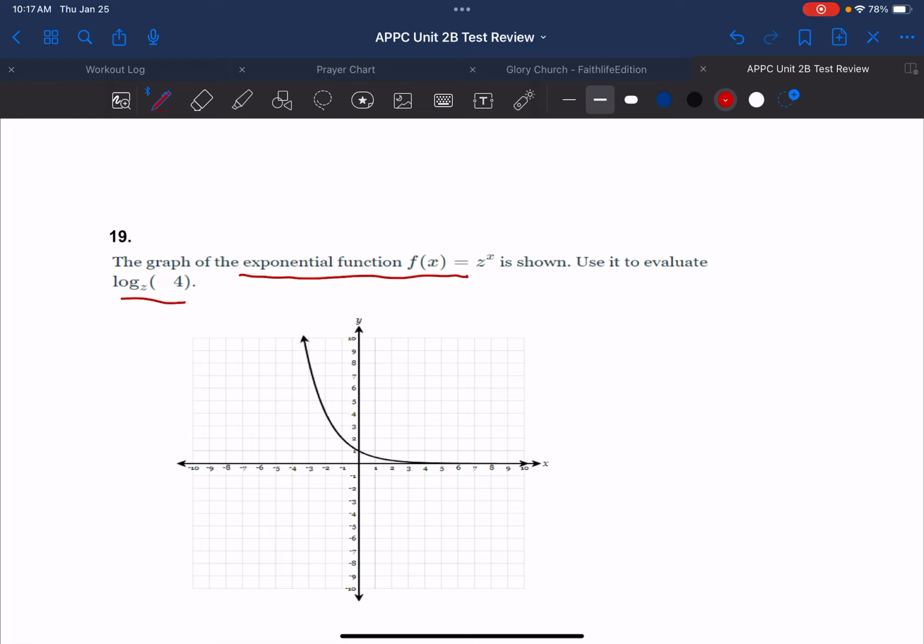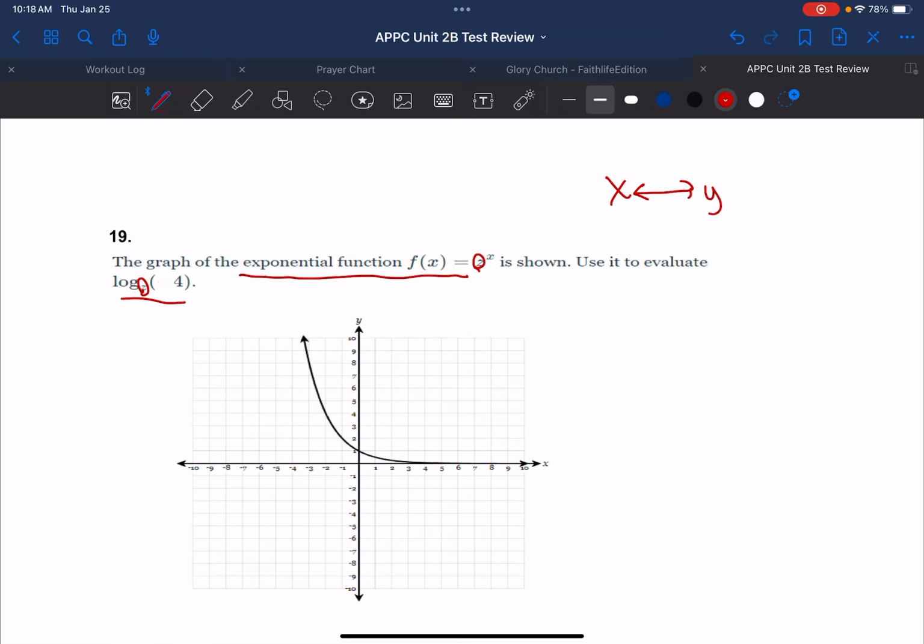So when I look at this, one thing that sticks out is I don't know the base, but what matters is that I know the base of the exponential function and the logarithmic function are the same. So this tells me that these are inverses as they're written. And what do I know about inverses? That the x and y values switch.